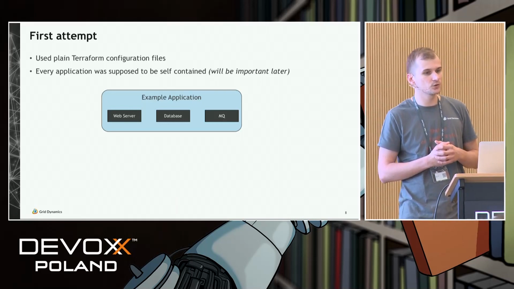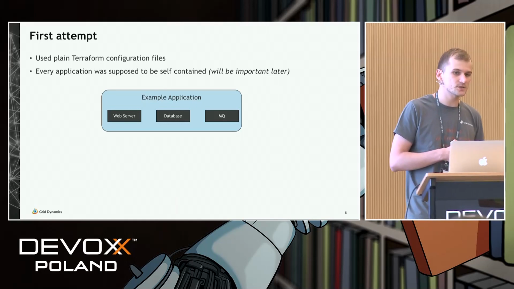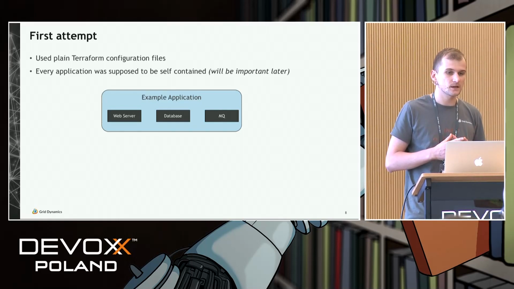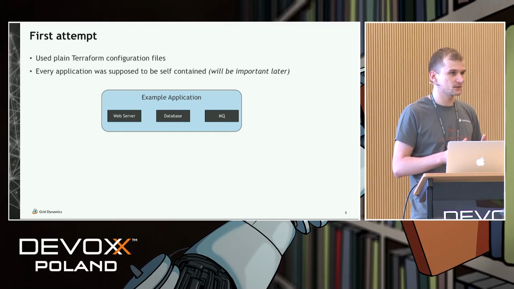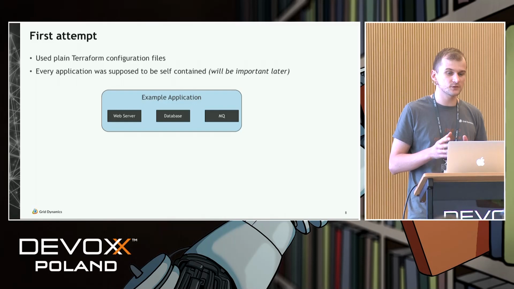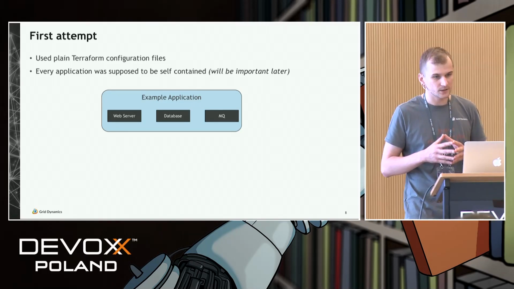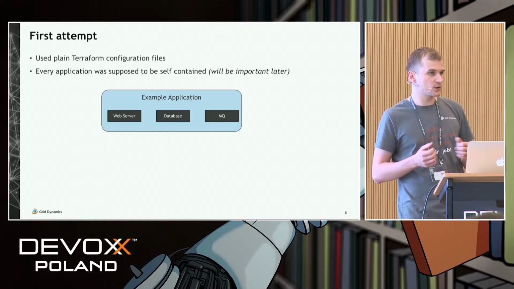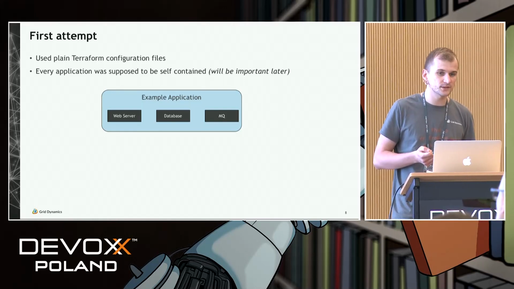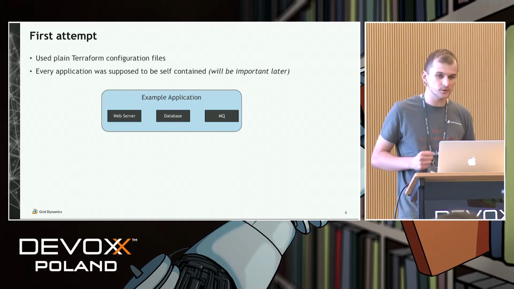So, what was our first attempt? We decided to use plain Terraform configuration files. No fancy templating, just Terraform configuration file with the TF extension. And every application was supposed to be self-contained, which will be very important later.